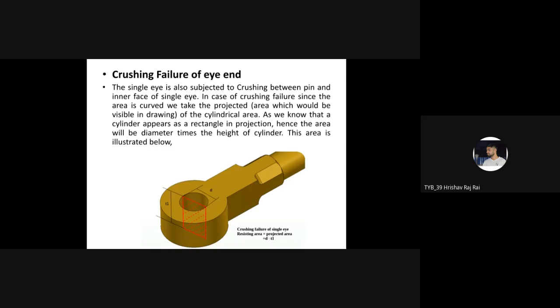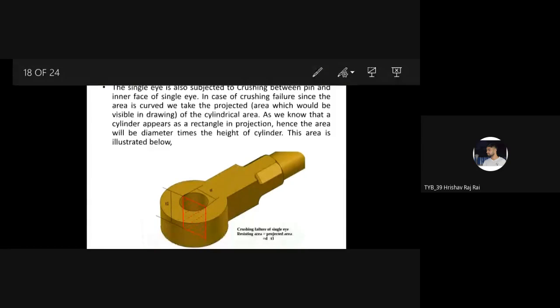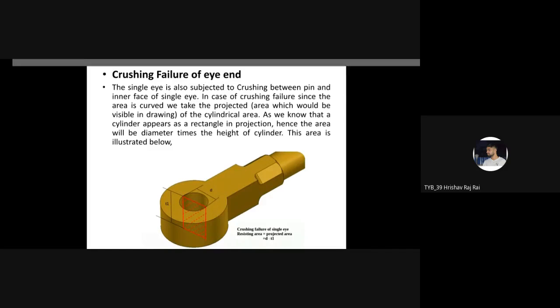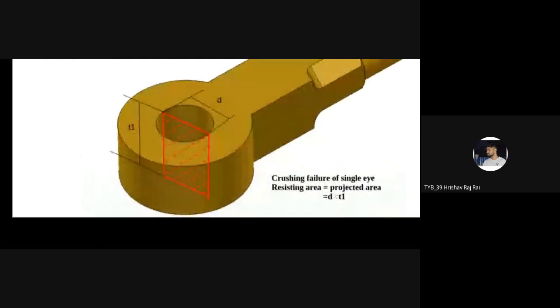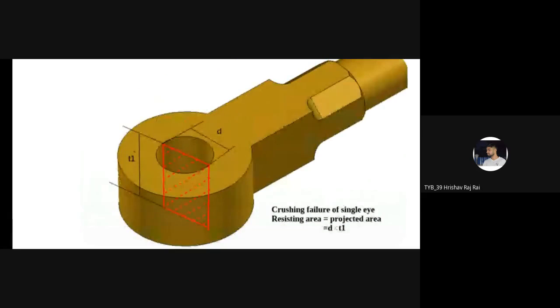So now here we are going to consider crushing stress also. The crushing stress is induced because of the pin pressing against the eye, and that pressing creates the crushing of that pin as well as that eye. The area which comes under this crushing is important because stress is equal to force divided by area. Force is going to remain the same, that total P which you want to transmit from one end to the other end of this knuckle joint.